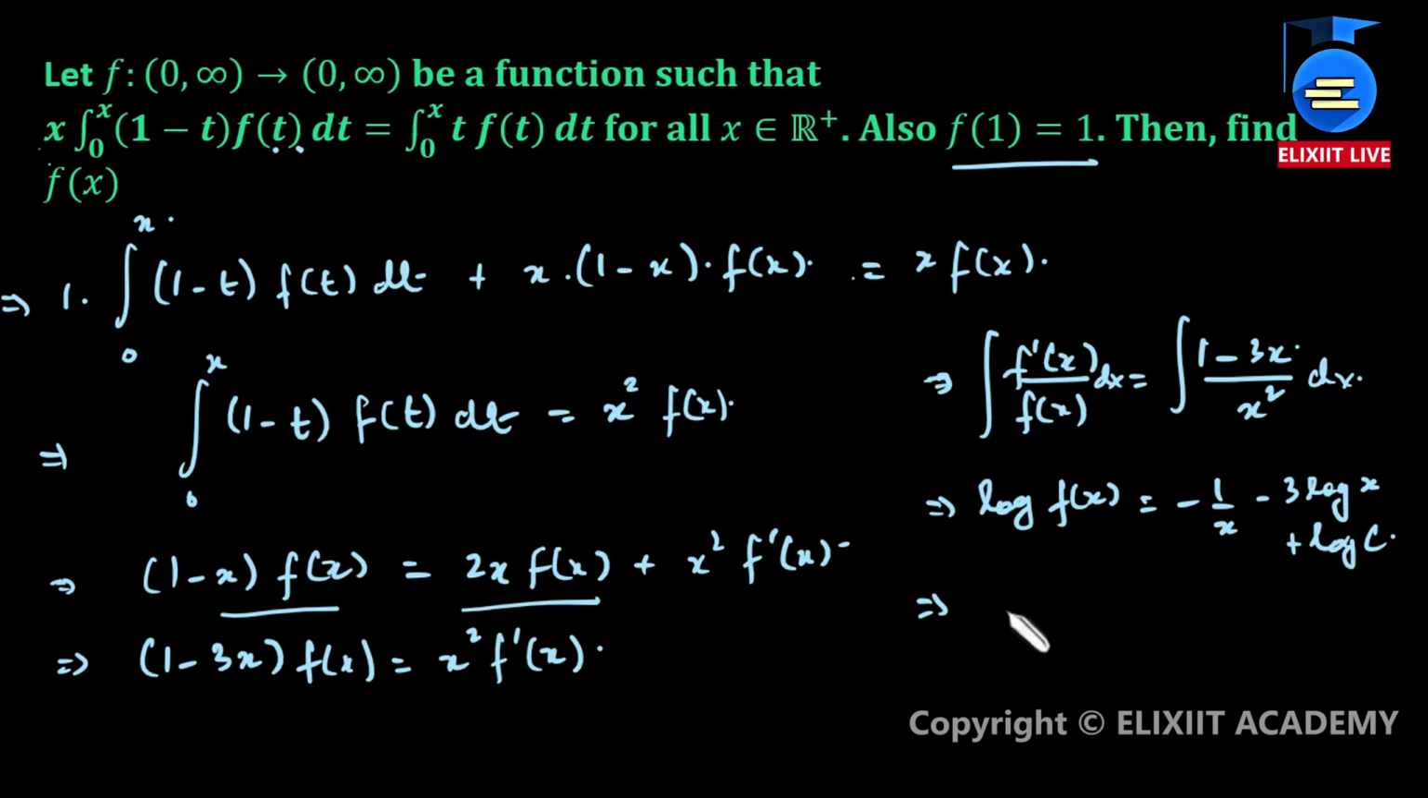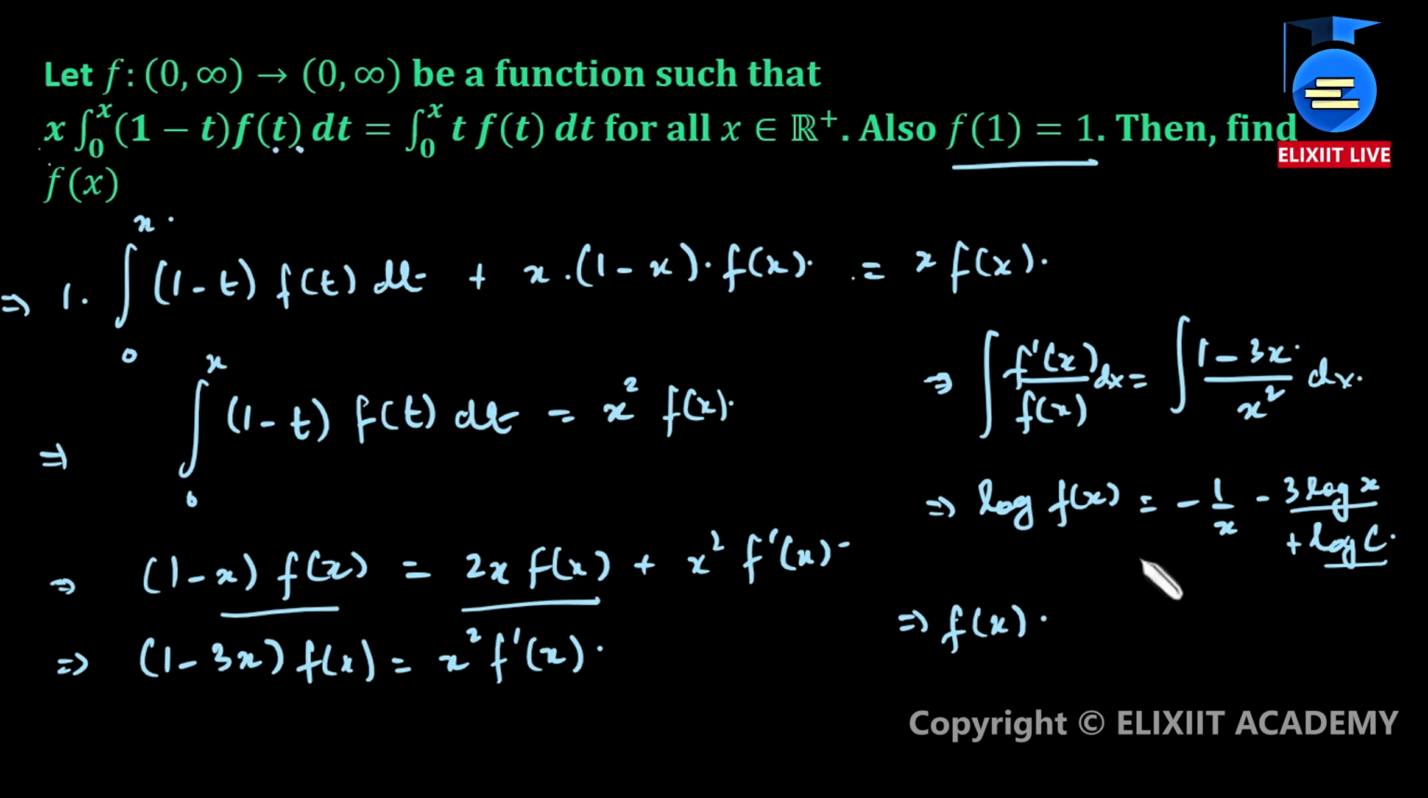Fine. So we can find f(x) from here. What is f(x)? This is log c, this is basically minus 3 log x. By the properties of log, one thing I can do is take this log c on the left hand side. If you take this log c on the left hand side, this will be log f(x) minus log c, log of f(x) by c.